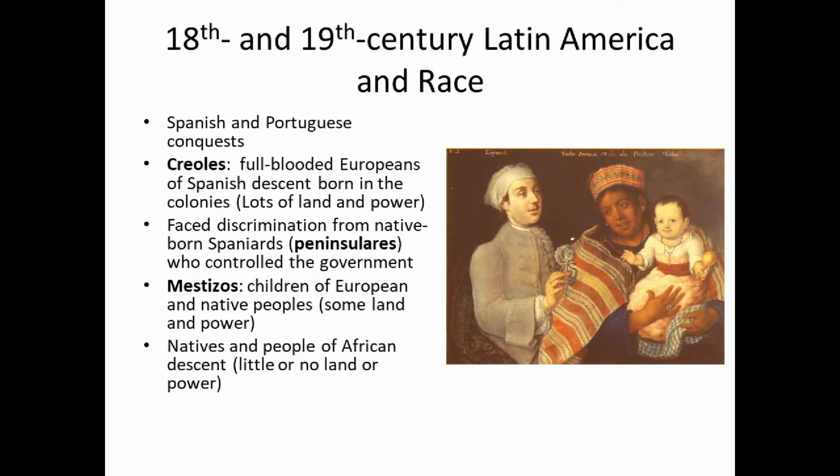Typically, they're the highest of the high, and the Creoles do not like them because they're like, why are these peninsulares in charge of Venezuela? I'm a Venezuelan. I was born here, and I'm just as European as they are. I'm just as white as they are. Why are they in charge of Venezuela when I am their equal and I'm a Venezuelan? Right, so you can see this kind of frustration that the Creoles will experience, right?